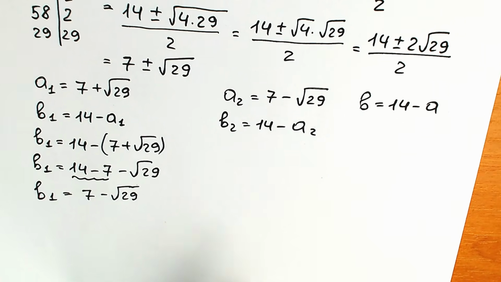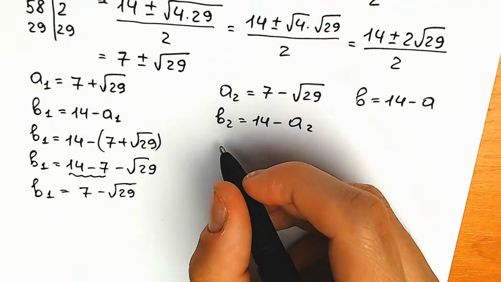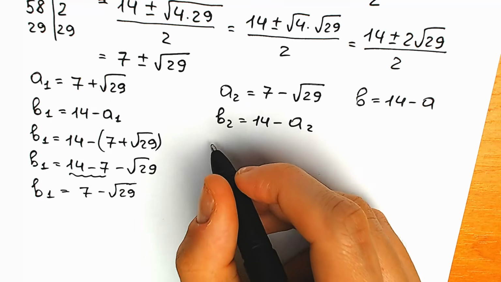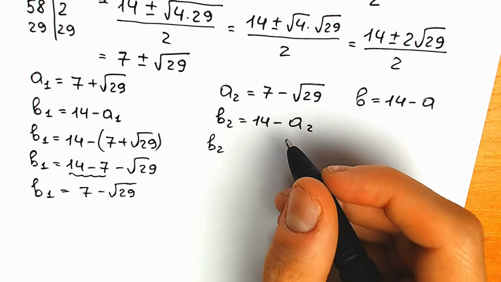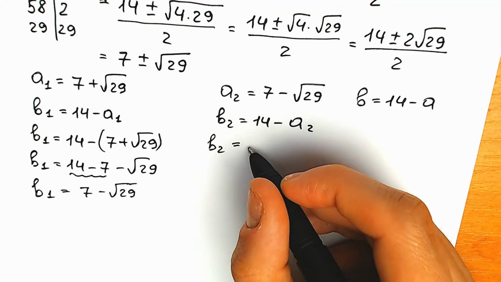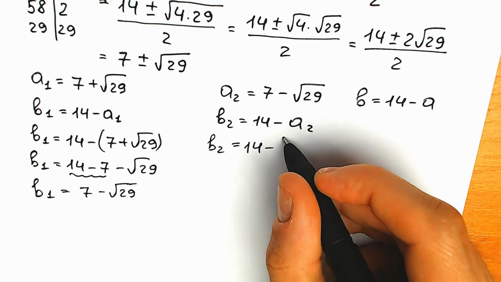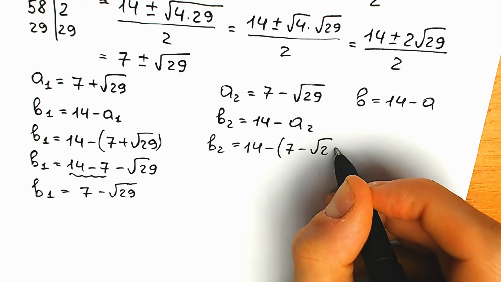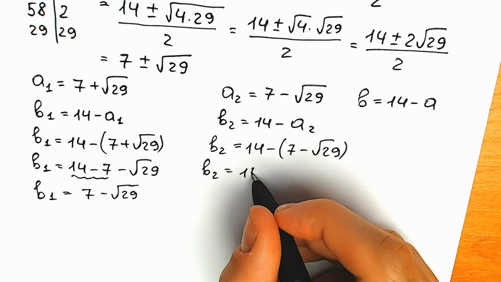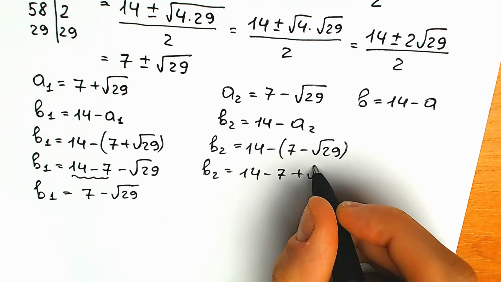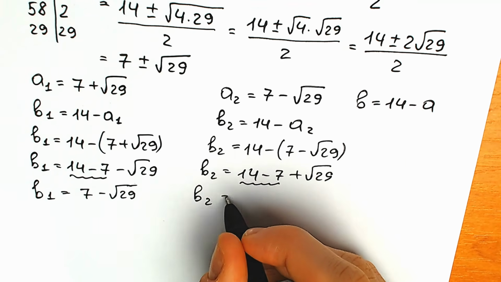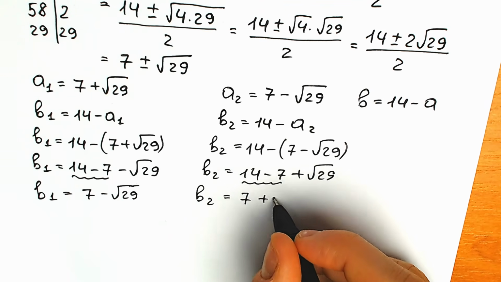And using the same logic, we can solve it for b second. Basically, we have absolutely the same thing as right here. So b second will be equal to 7 plus square root of 29. But maybe a lot of students don't trust me, so let's do it like that. 14 minus a second equal to 14 minus (7 minus square root of 29). So basically b second equal to 14 minus 7 and plus square root of 29. From here 14 minus 7 equal to 7, so b second equal to 7 plus square root of 29.